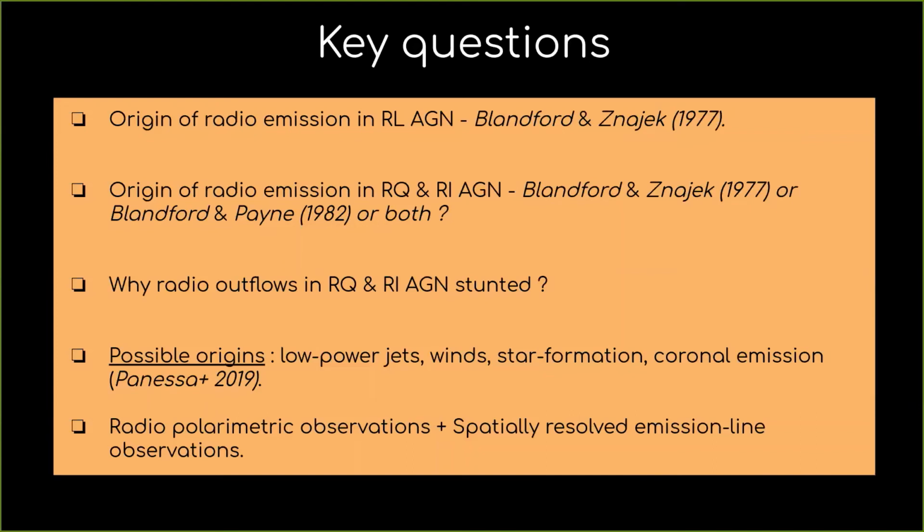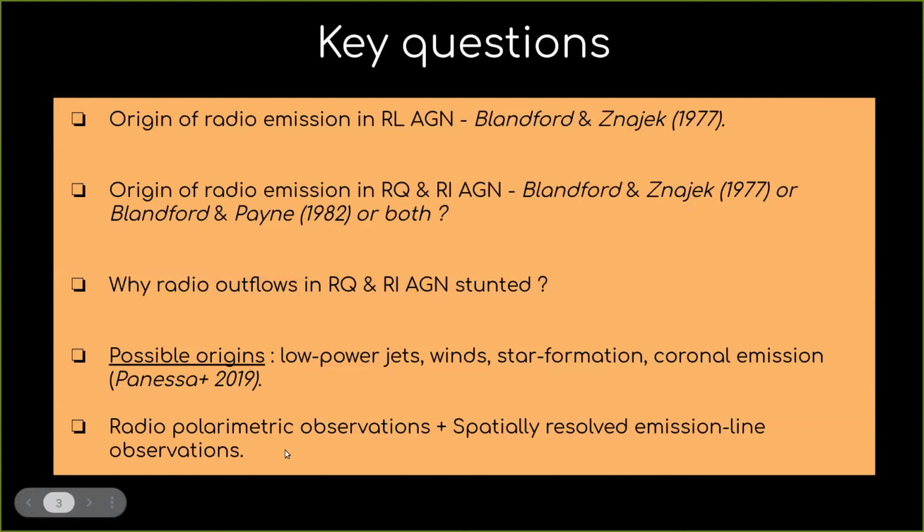In the Blandford-Payne mechanism, both energy and angular momentum are magnetically extracted from the accretion disk to power AGN winds. Also, why radio outflows in radio-quiet and radio-intermediate AGN are stunted or small-scaled is another open question. Possible origins of radio emission in radio-quiet AGN, as proposed in the literature, include low power jets, winds, star formation, and coronal emission.